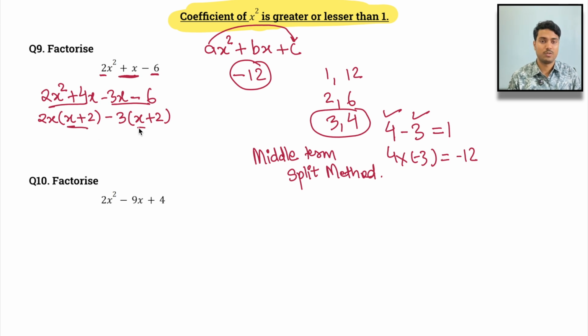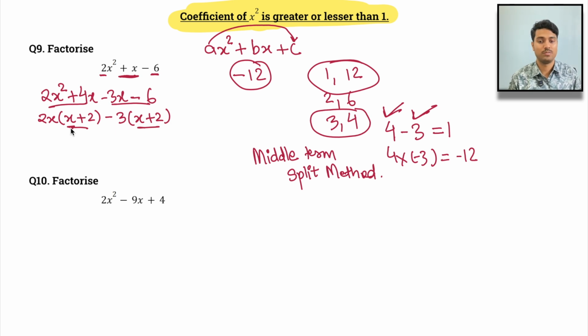This x plus 2 and this x plus 2, which is written inside the bracket, will always be the same, exactly the same, no difference at all. If it is not the same, that means we have done some error either in selecting the numbers or selecting the signs, either positive 4 and negative 3, by any chance if we have taken negative 3 and negative 4, or positive 3 and negative 4, something like that.